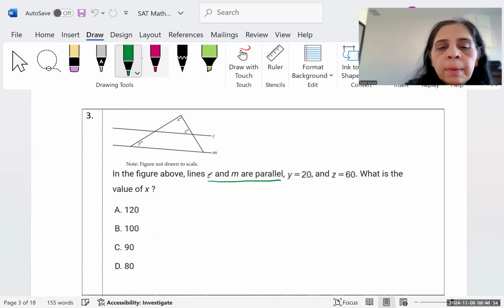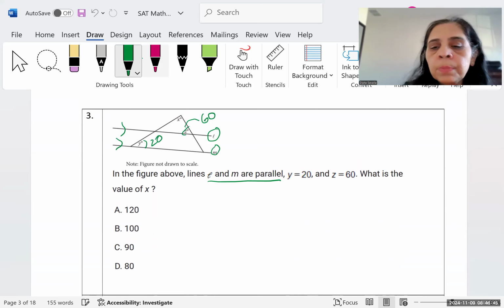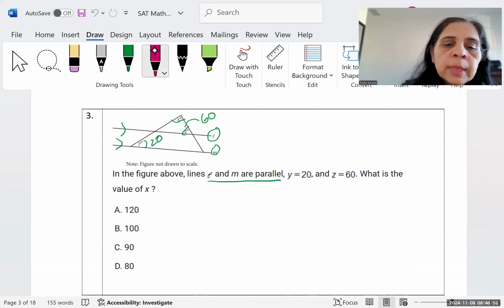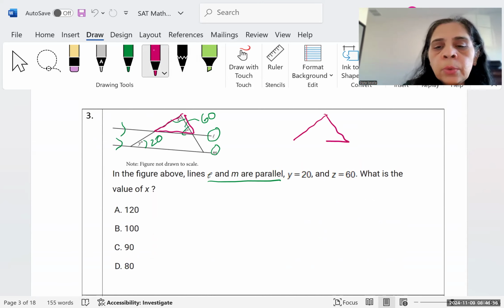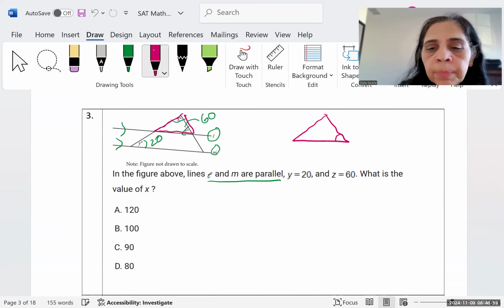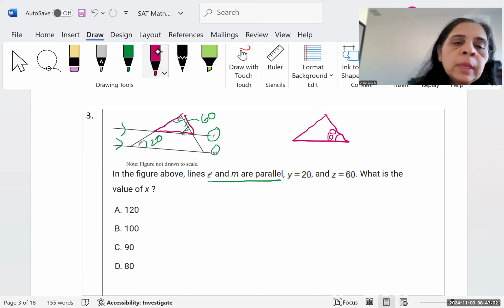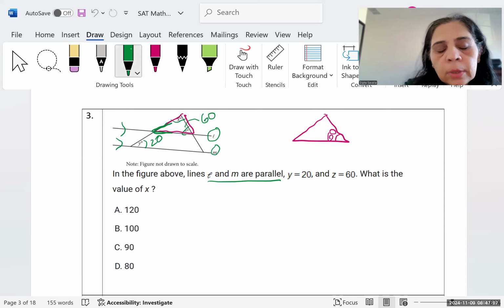line L and M are parallel. So we can see these two lines are parallel. Y is 20, Z is 60, this angle 60. What is the value of x? We are looking for this. So first thing we can see we have here small triangle. If you want to draw it outside, you can do, so we can see clearly that angle is 60. Now think about what this angle is. That's acute angle from these two parallel lines. These are congruent. So we have this angle is 20.